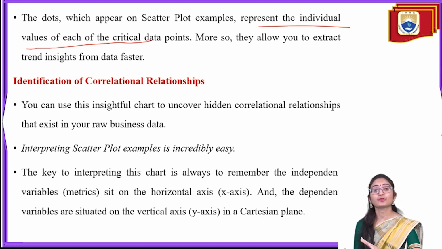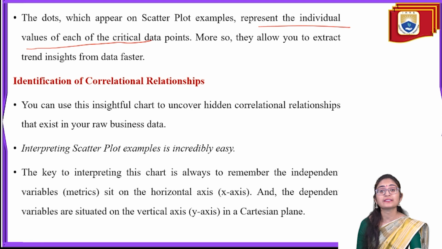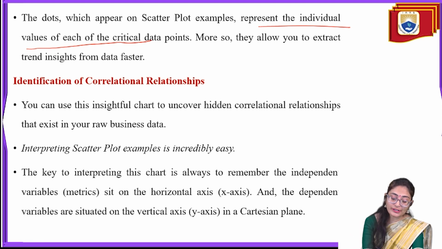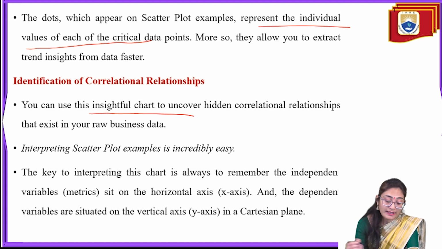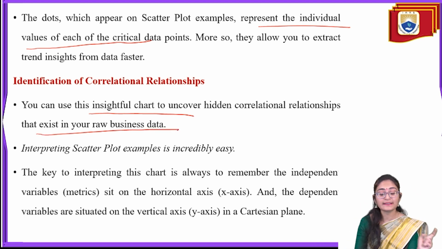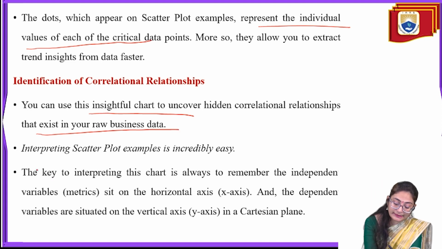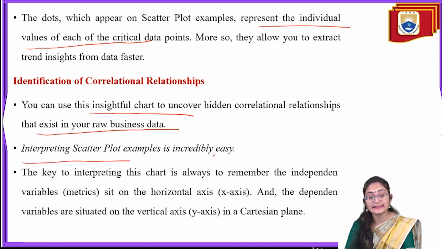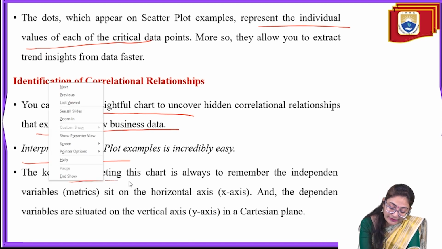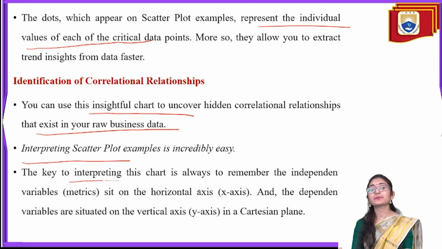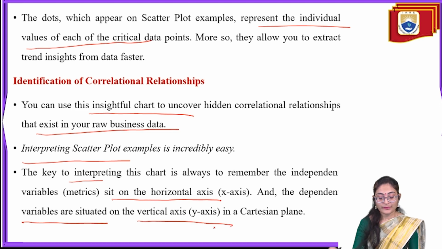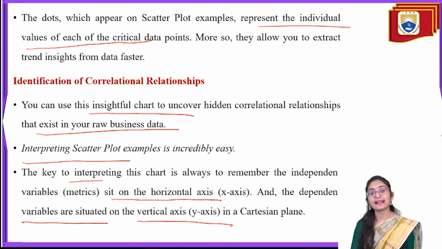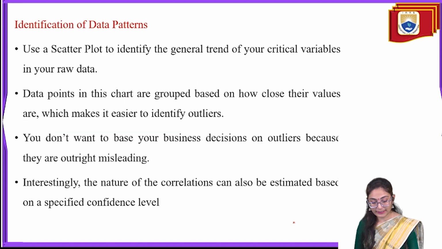Identification of correlational relationship. How will you identify the correlational relationship? You can use this insightful chart to uncover hidden correlational relationships which exist in your raw business data. Then the second one, interpreting the scatter plot example is incredibly easy. The key to interpreting this chart is always to remember that the independent variable sits on the horizontal axis and the dependent variable always sits on the vertical axis, that means the y axis, in a Cartesian plane.